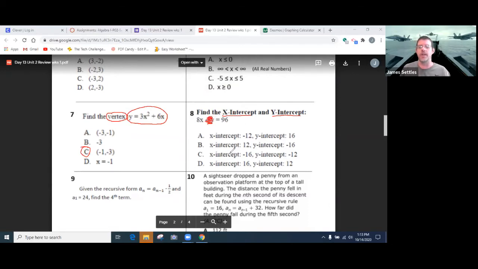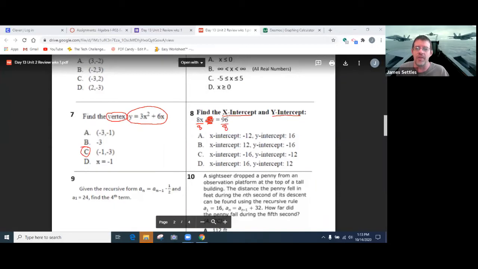Okay, so it's called the cover-up method. If you need to, you use your finger and put it up on the screen and just cover it up. So I'm covering up the y, and then I'm just going to quickly solve for x. So I'm going to divide by 8 to both sides.